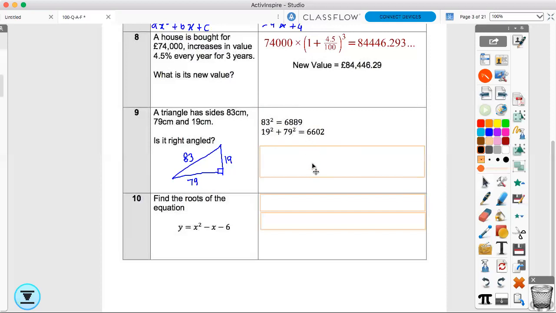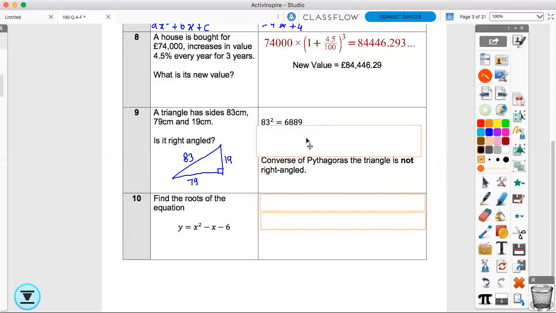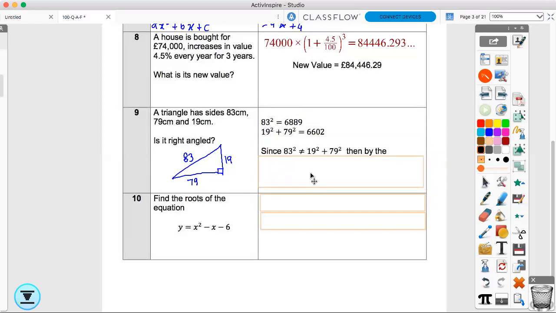To get your second mark, you need to make the statement. What they mean by that is you need to say that 83 squared is different from 19 squared plus 17 squared. By the converse of Pythagoras, the triangle is not right angled. But to be honest, even if you can't remember that word, the converse of Pythagoras, if you just put since 6889 is different from 6602, this is not a right angle triangle, that would have been enough. So you don't need to learn that word by heart.